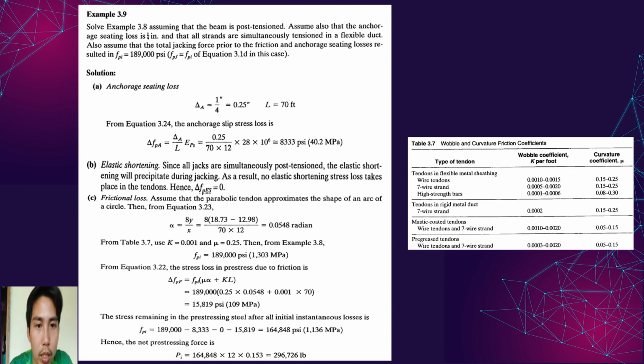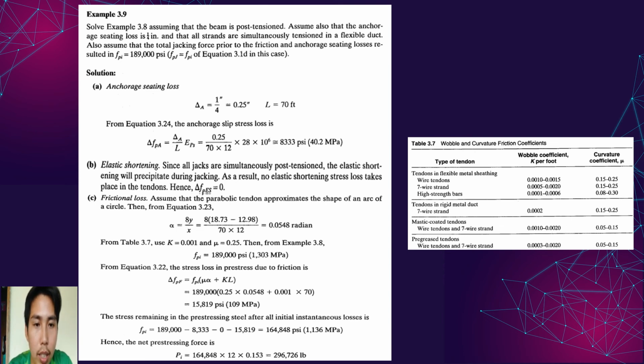Then from equation 3.8, F sub pi equals 1,186,000 psi. From equation 3.22, the stress loss in prestress due to friction is delta F sub pf equals F sub pi times mu alpha plus kl equals 189,000 times 0.25 times 0.0548 plus 0.001 times 70 equals 15,819 psi.